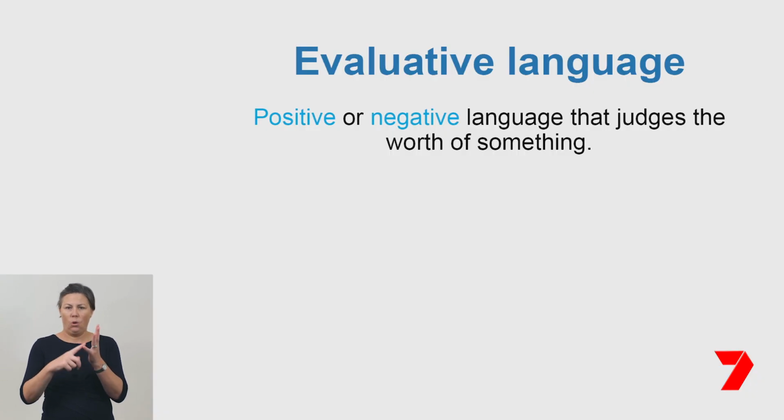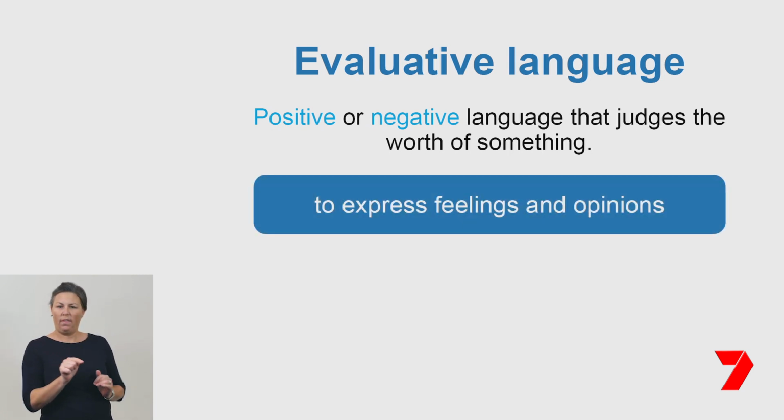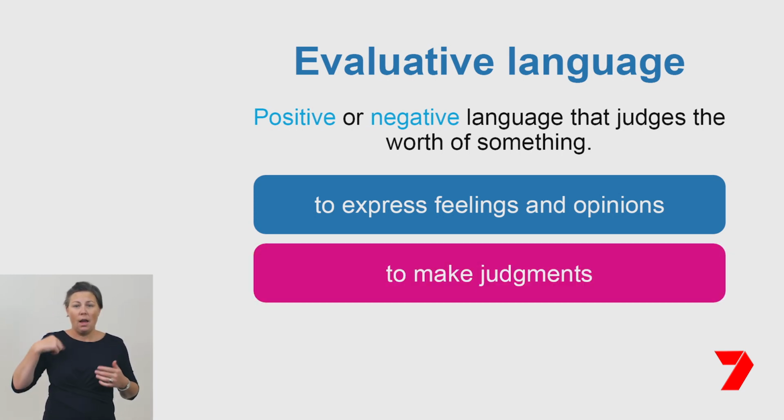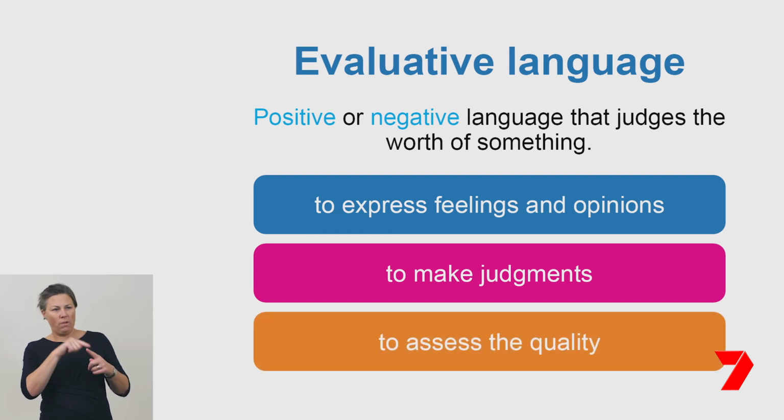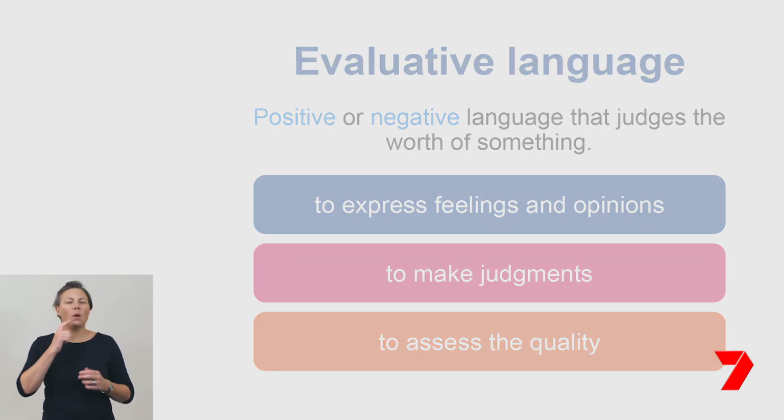Evaluative language is positive or negative language that judges the worth of something. It includes language to express feelings and opinions, to make judgments about aspects of people, such as their behaviour, and to assess the quality of objects, such as literary works. Let's look at some examples to make sure we know what this means.